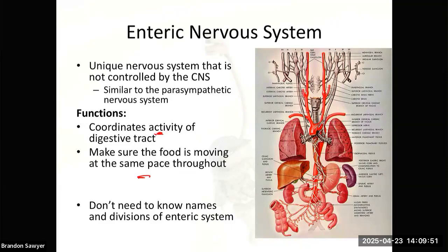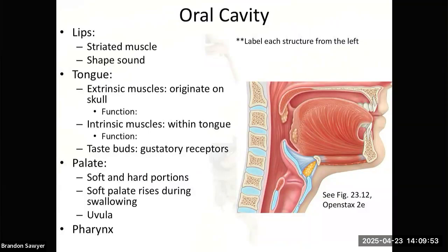Okay, so let's start with the actual structures and work our way down. We'll start with the mouth, the oral cavity. We've got these structures that you already know; we've looked at them already. So we've got the lips, a striated muscle there that we can control, so it's skeletal muscle. This is obviously where sound is shaped.